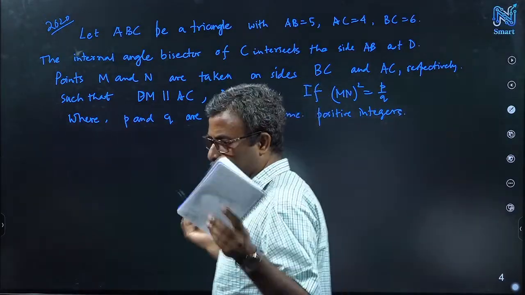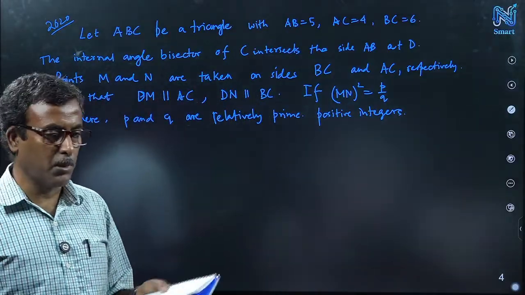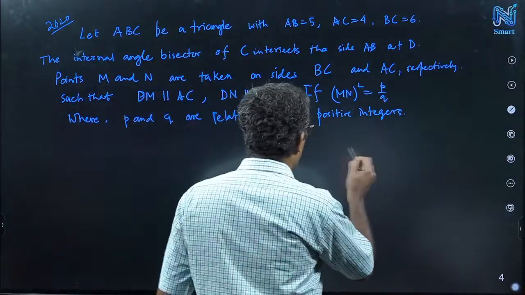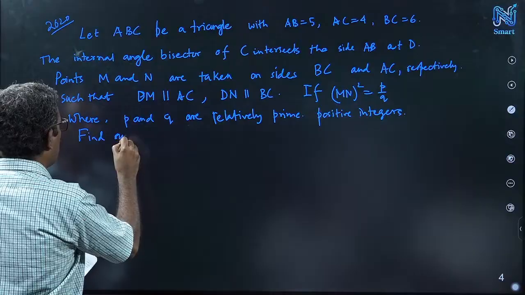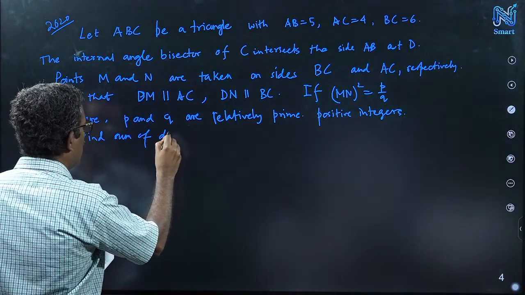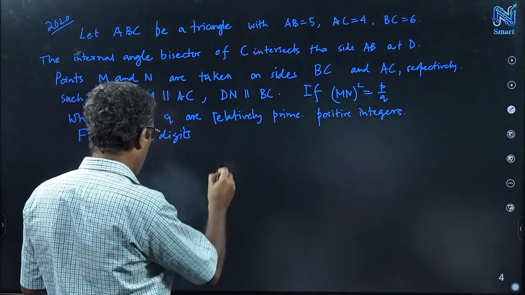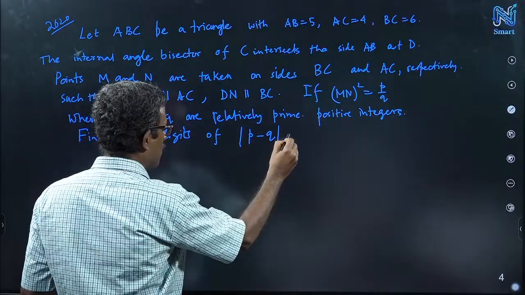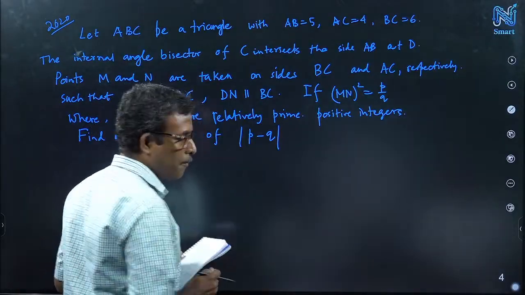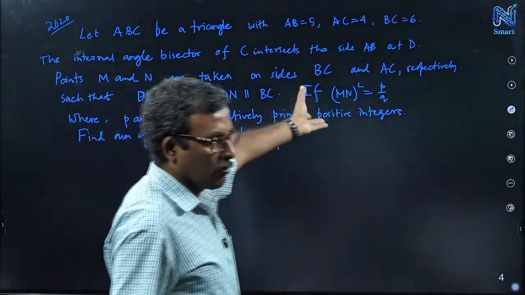Then you have to find something called in the problem: the sum of the digits of P minus mod of P minus Q. Okay, so this part is just for, actually you have to find P and Q basically.